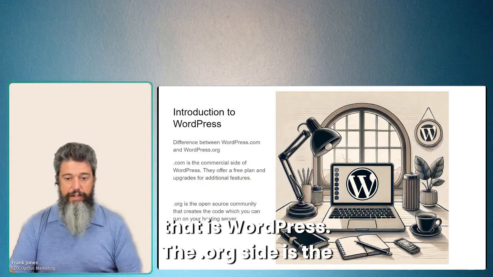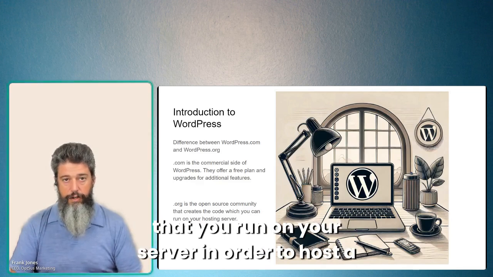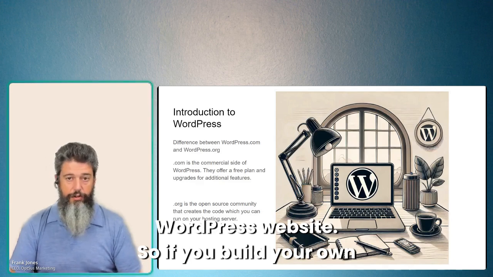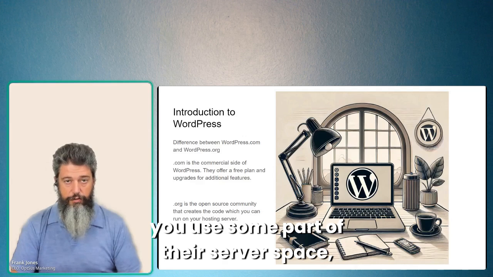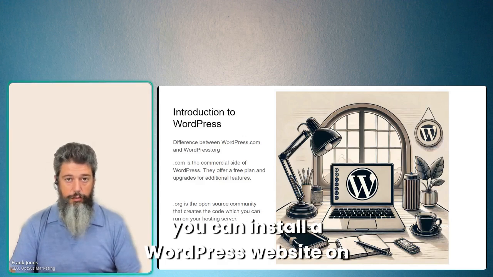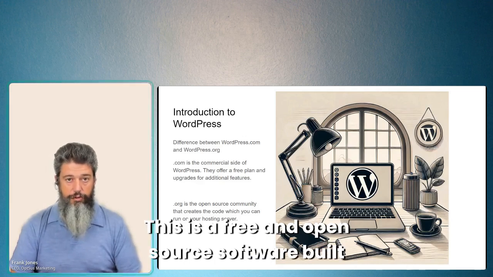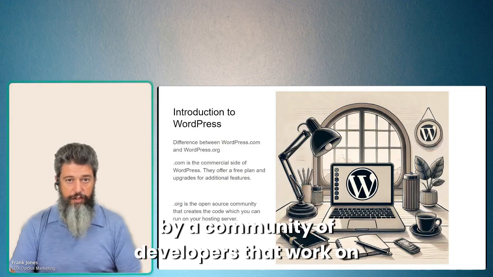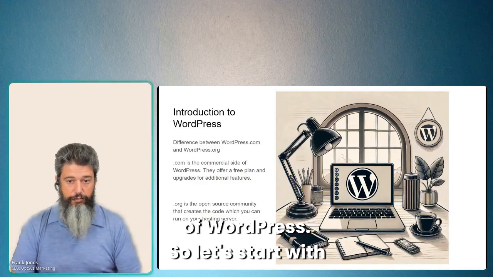The .org side is the open source community. They create the code that you run on your server in order to host a WordPress website. So if you build your own server, or if you hire a hosting company to let you use some part of their server space, you can install a WordPress website on your hosting server at no cost. This is a free and open source software built by a community of developers that work on this project. That is through the .org side of WordPress.